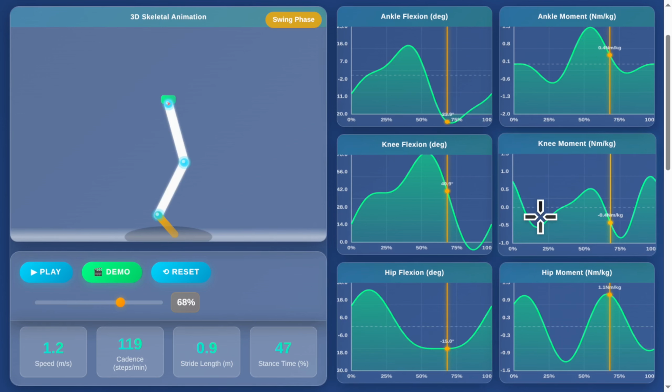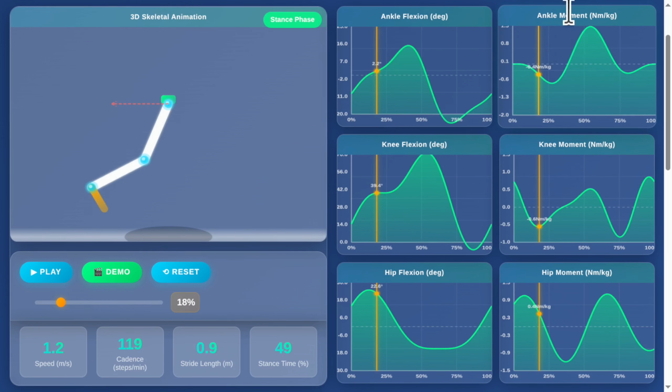Right, and how is it relevant to the angle and the moment, what's called the newtons per kilogram? Can you explain the newtons per kilogram bit?